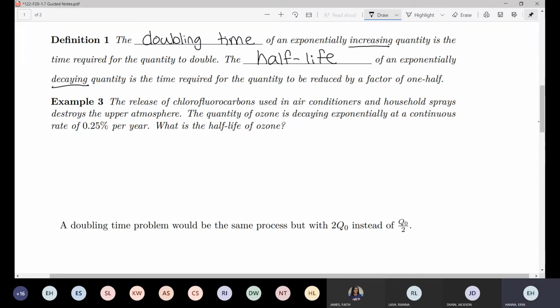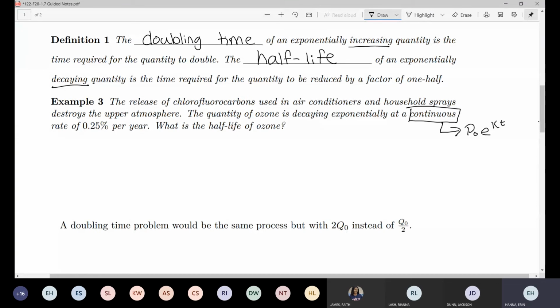So say I want to do this question where it says the release of chlorofluorocarbons used in air conditioners and household sprays destroys the upper atmosphere. The quantity of ozone is decaying exponentially at a continuous rate of 0.25% per year. What is the half-life of ozone? So the main thing we pull out here is we use more of the continuous situation. Whenever you see the word continuous in these exponential function questions, it's e to the kt instead of a to the t. If you just see the word rate, it's a to the t.